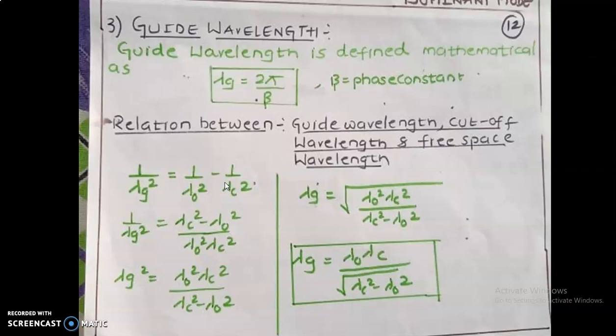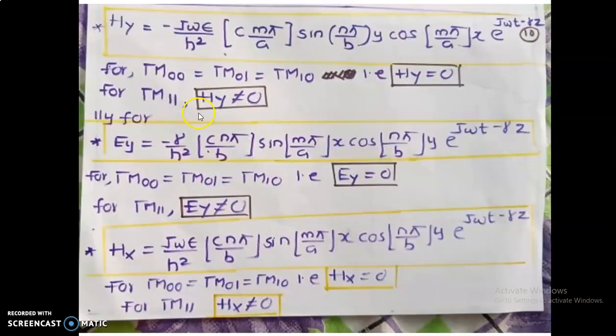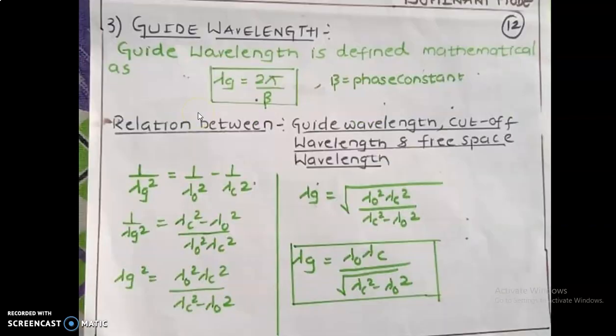Next, now let us move down to the next derivation part, that is guide wavelength. So guide wavelength is defined mathematically. The formula you can see on the screen: lambda g is equal to 2 pi by beta. And one more thing, that we can have the relation, where lambda g indicates guide wavelength, lambda naught indicates free space wavelength, and lambda c indicates cutoff wavelength.